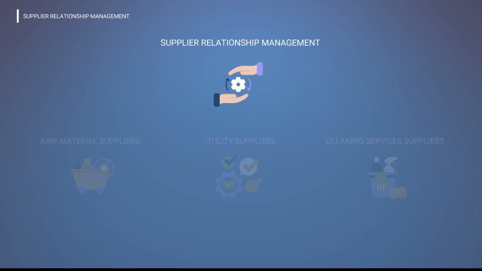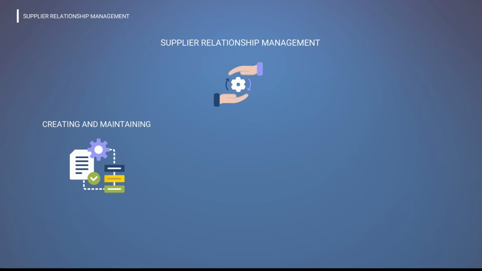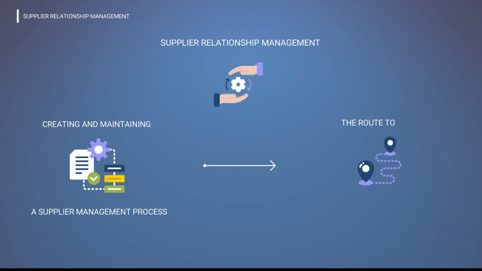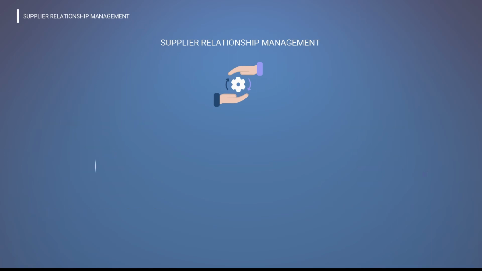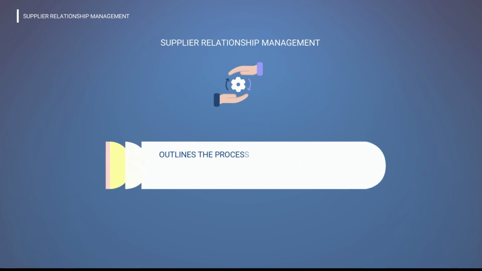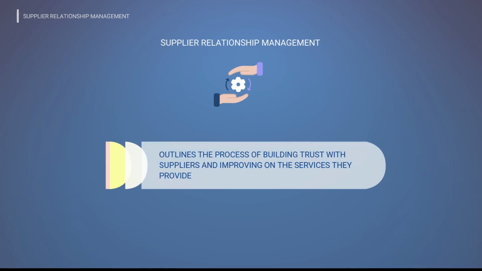Creating and maintaining a supplier management process that explicitly outlines the route to take to manage a supplier is important, so that a company can choose the right suppliers that suit the business needs. The supplier management process is not only a question of choosing the right vendor. It outlines the process of building trust with suppliers and improving on the services they provide.